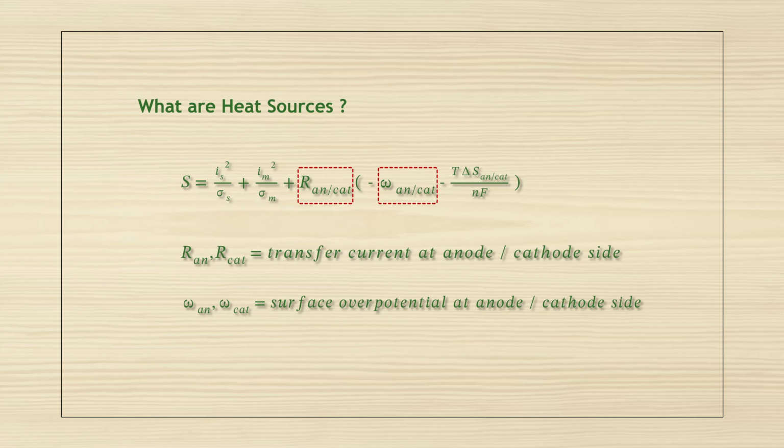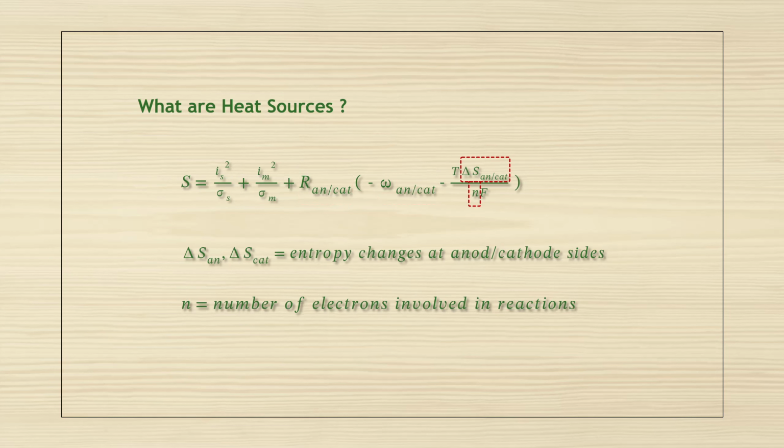Rn and Rcat represent the transfer current on the anode side and the transfer current on the cathode side, respectively. Wn and Wcat represent the surface overpotential on the anode side and the surface overpotential on the cathode side, respectively. Delta An and delta Cat represent entropy changes on the anode side and entropy changes on the cathode side, respectively. Also, N represents the number of electrons involved in electrochemical reactions.